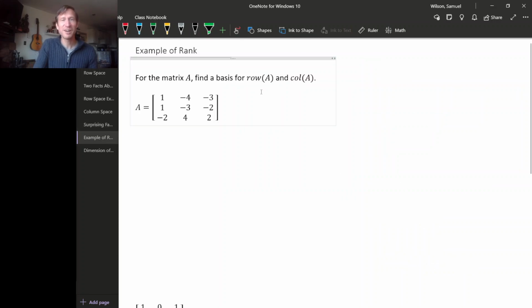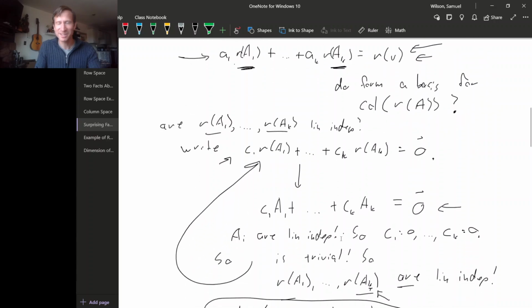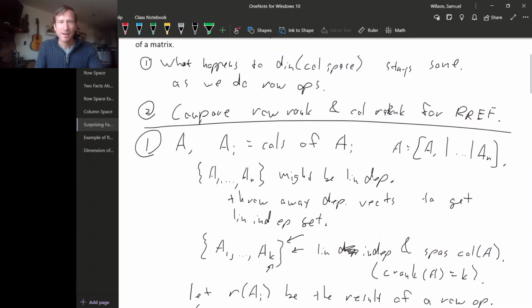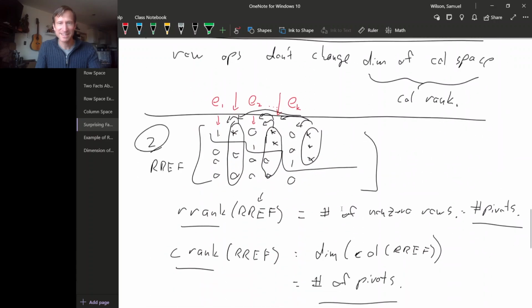So if we wanted to find a basis, also notice that as a result, part of what happened in this whole argument is that, let's see, where can I point to demonstrate this?